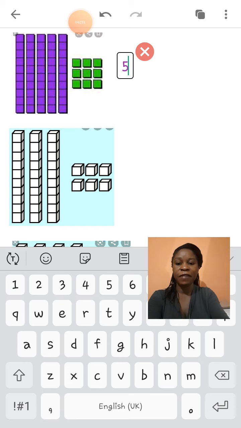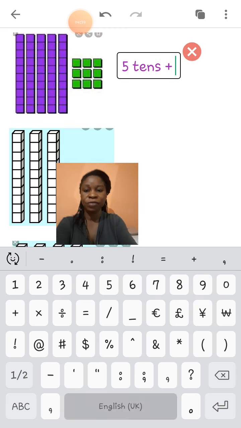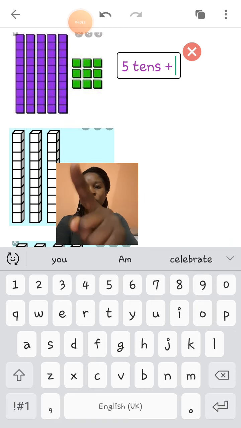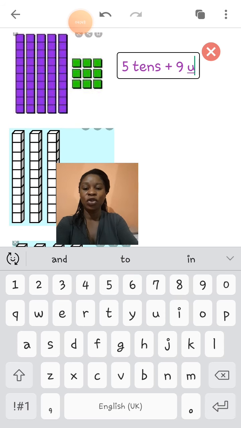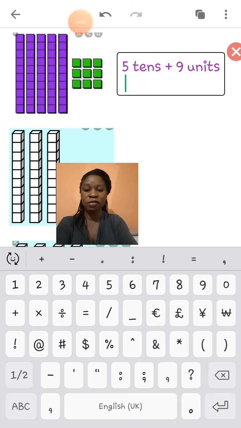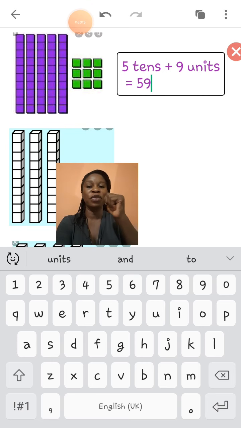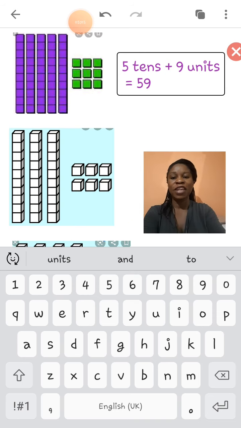So I'll write 5 tens plus, how many units do we have? We have 1, 2, 3, 4, 5, 6, 7, 8, 9. We have 9 units. And 5 tens plus 9 units, we put our equal sign, gives us what? 50 and 9. We bring the 50 and the 9 together, it becomes 59. Good. Let's move to another one.